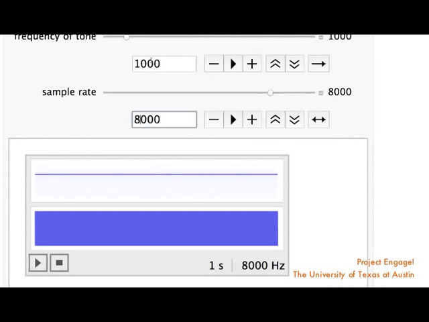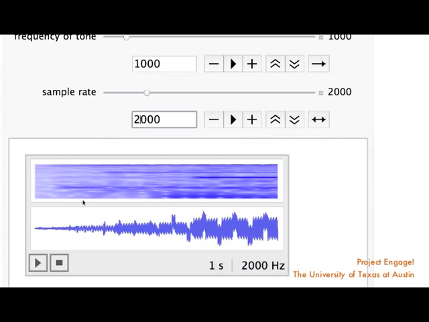Here I have a 1,000 hertz tone, 8,000 hertz sampling rate. This is what it sounds like. Okay, if I were to reduce the sampling rate to 4,000, it's still going to sound pretty good. If I go to 2,000, however, we start getting in trouble. We get some of these artifacts that we were talking about before, and you can actually see that visually here. Here's what it sounds like. That 1,000 hertz tone no longer sounds like a 1,000 hertz tone.